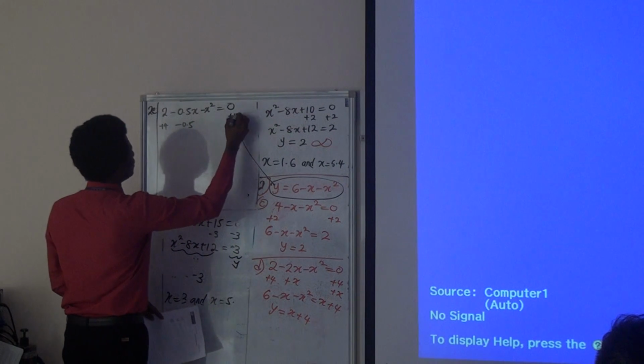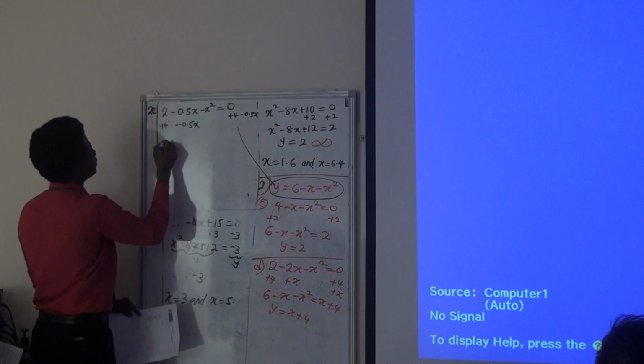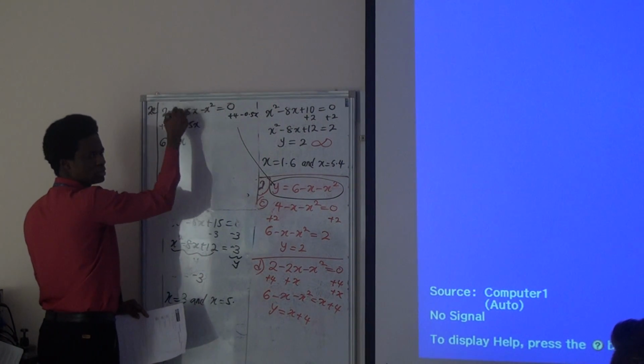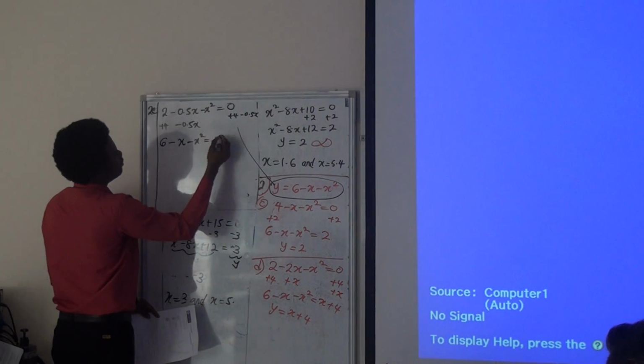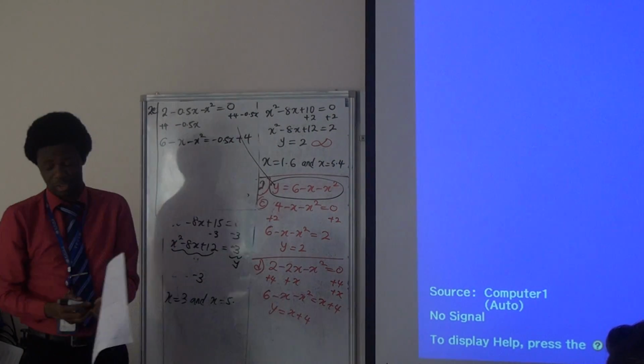Okay. So we had this. We do minus 0.5 also. So, it's going to be 6 minus x now, because this is now 1. Minus x squared. And this is 4 minus 0.5x or minus 0.5x plus 4. It doesn't matter who comes first. It's not a competition anyway.